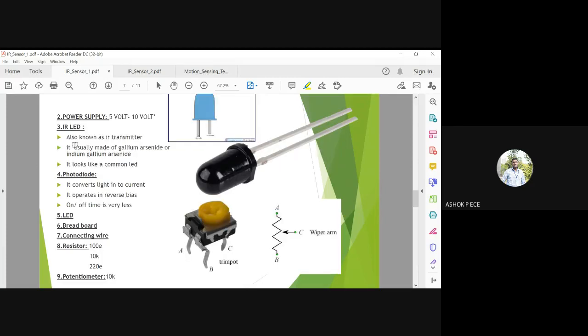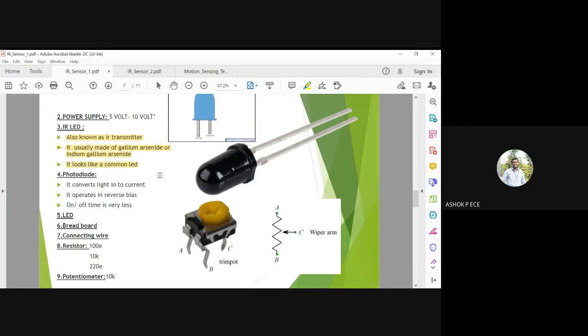Okay, and this is your IR LED. So it is the IR transmitter. It is usually made of gallium arsenide or gallium indium arsenide. We don't use silicon for making LEDs because silicon does not have the ability to emit light. That is why we are going for different elements like gallium arsenide or gallium indium arsenide.